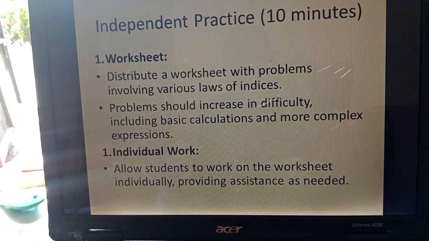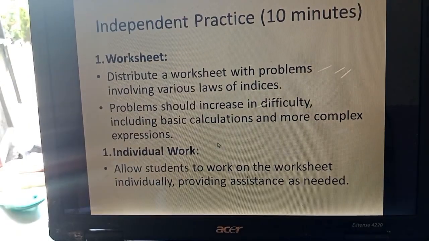And the second part, although it is written number 1 here, this should be number 2, is individual work, where you allow students to work on the worksheet individually, providing assistance as needed.